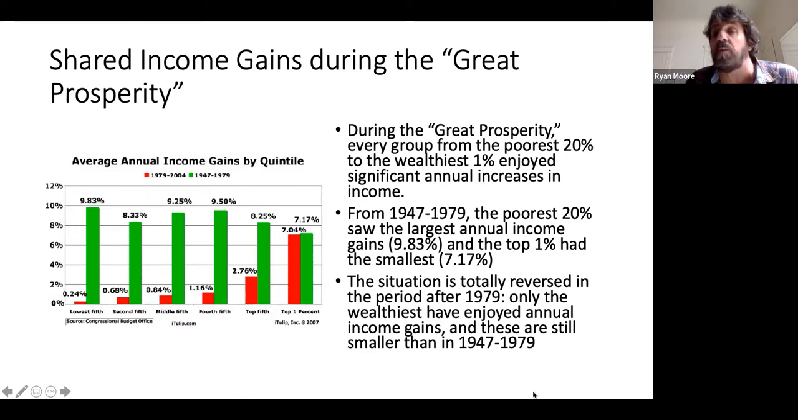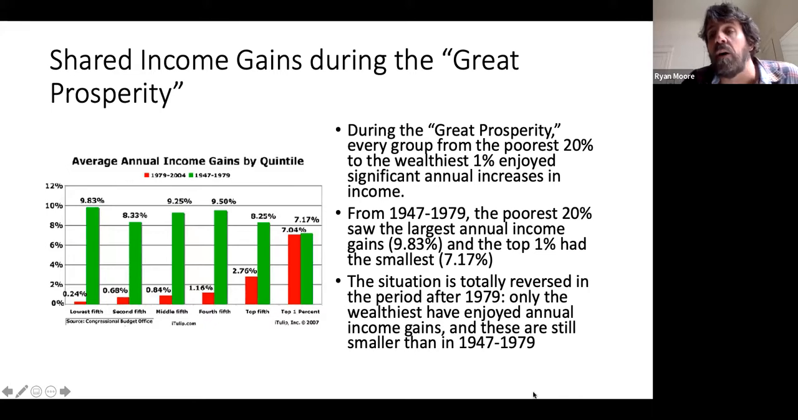So the poorest 20% were the ones seeing the biggest increases to their income, but it was basically broadly shared during this period that's represented by the green bars. Everybody got a little bit more in their paycheck during this period of time. The top 1% had the smallest. They were only at a 7.17% increase, whereas the poorest 20% were at 9.83%.